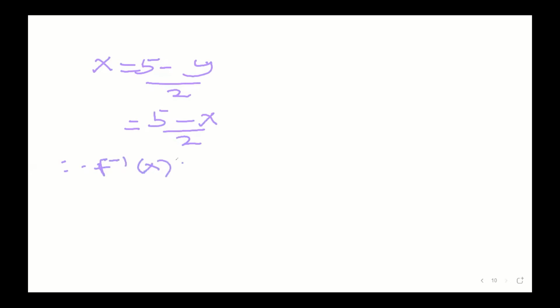We have x is equal to 5 minus y out of 2. But remember, they want us to find the inverse. Therefore, whenever you're finding the inverse, this x, we have to replace with the y we got. Therefore, it will be 5 minus x out of 2. That will be the inverse. Therefore, the inverse of f of x will be 5 minus x out of 2.